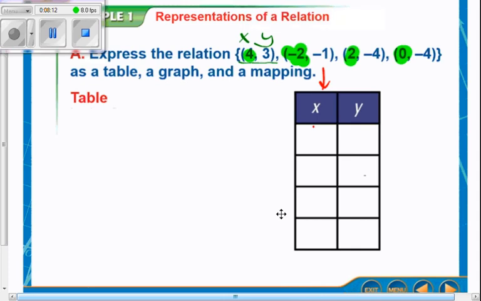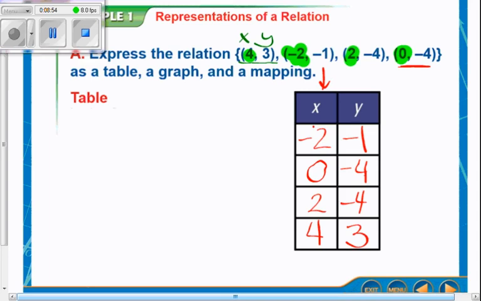-2. Good. And to the right of that, the one that goes with it is -1. Here's my independent and dependent, right? So my next biggest number is 0. What's the dependent variable with 0? -4. See how they're a pair? They're together. Okay, the next number is 2. And that one is paired up with -4 as well. And then our last one is 4. And that's paired up with 3.